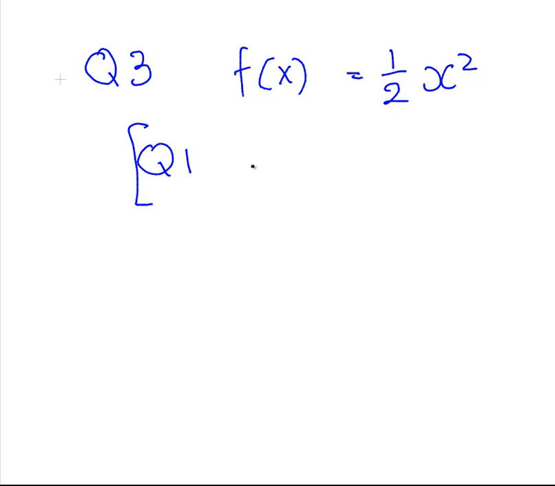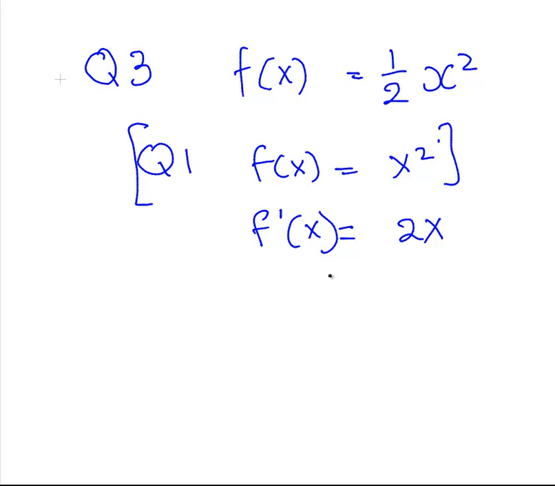This is question 3, and f of x in this case is 1/2 of x squared. If you recall question 1, where we had a look at x squared, we found that the derivative in that case was 2x. What we're going to do here is something similar.